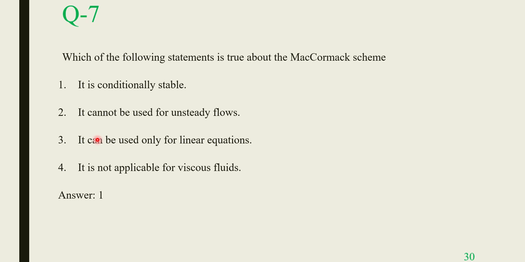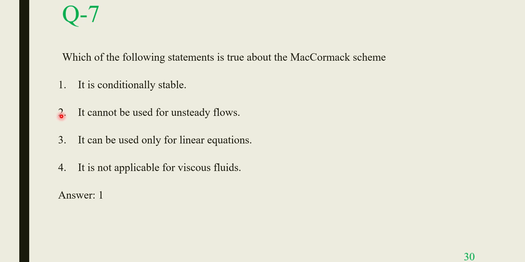So the answer to this problem is that it is conditionally stable. We cannot give an unconditional stability criterion for the McCormick scheme, because conditional stability exists for the McCormick scheme. So the answer to this is option 1, the statement that the McCormick scheme is conditionally stable. I hope this is clear.